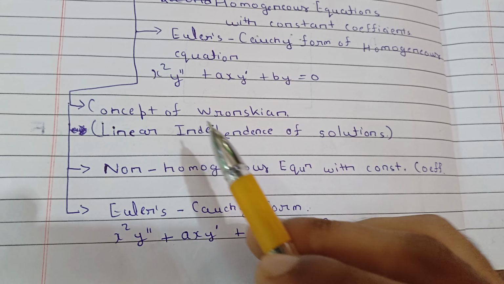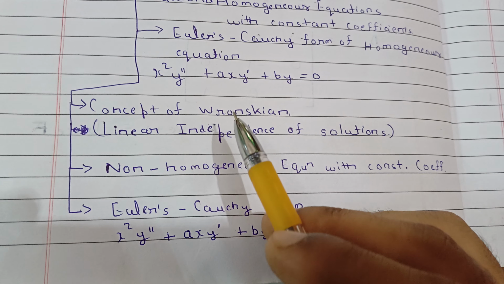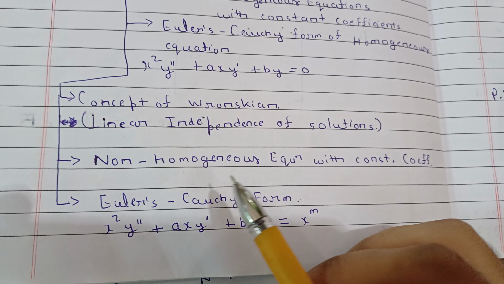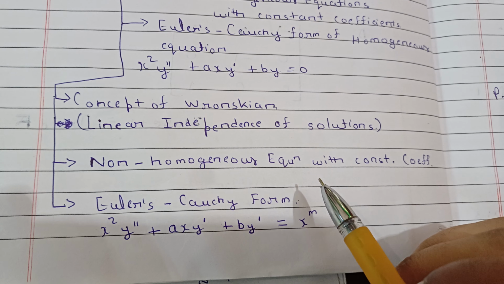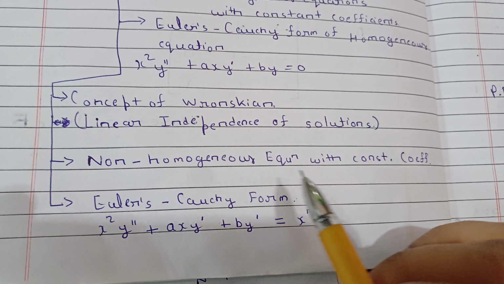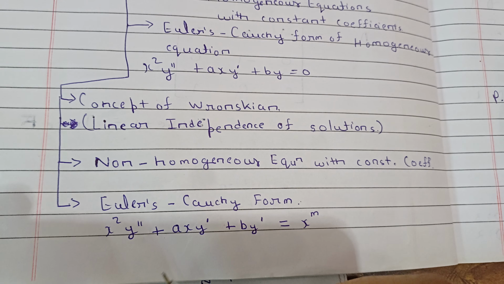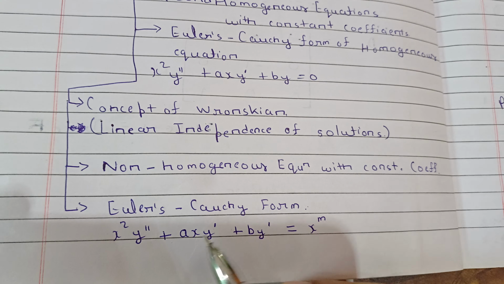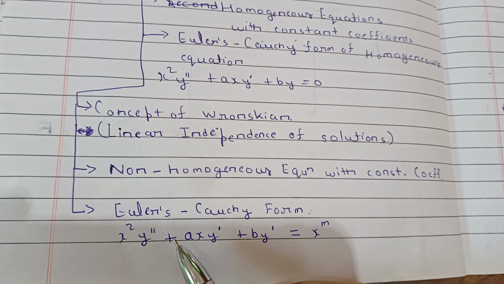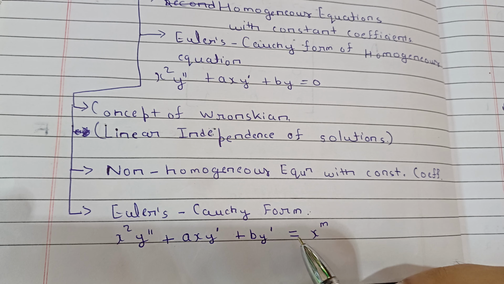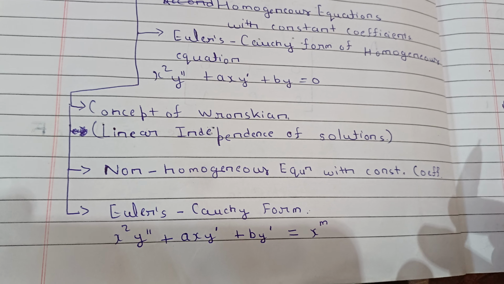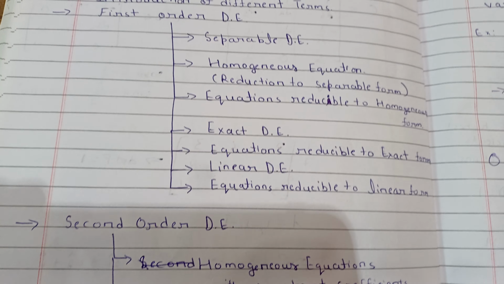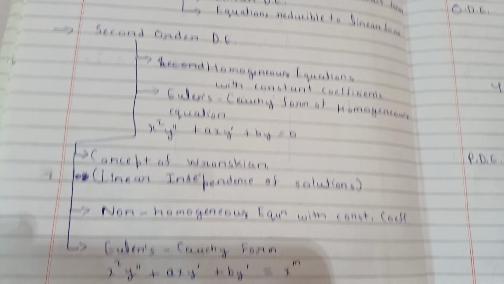Then we will see the concept of Wronskian. In it we will see the linear independence of solutions. Then non-homogeneous equations with constant coefficients. Then again the Euler-Cauchy form, at some advanced stage, that is x square y double dash plus a x y dash plus b y equal to x to the power m. So this will be our syllabus for the differential equation.